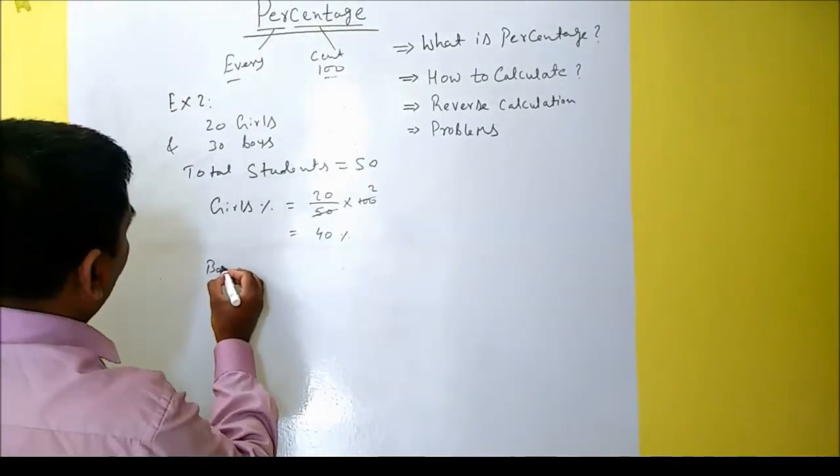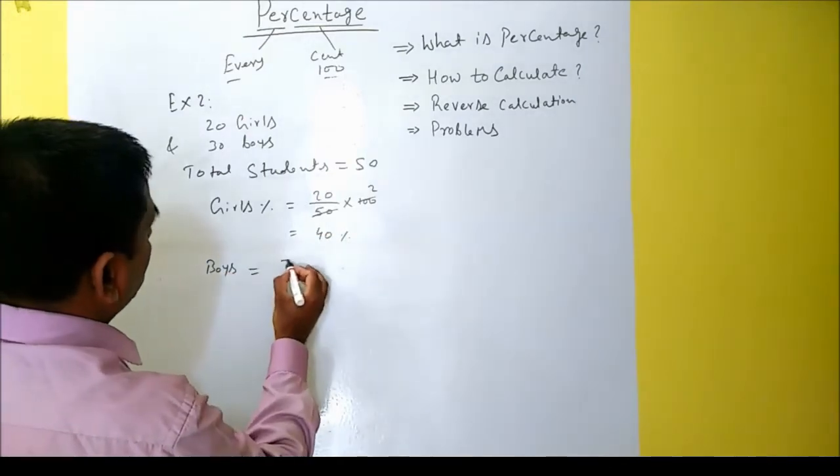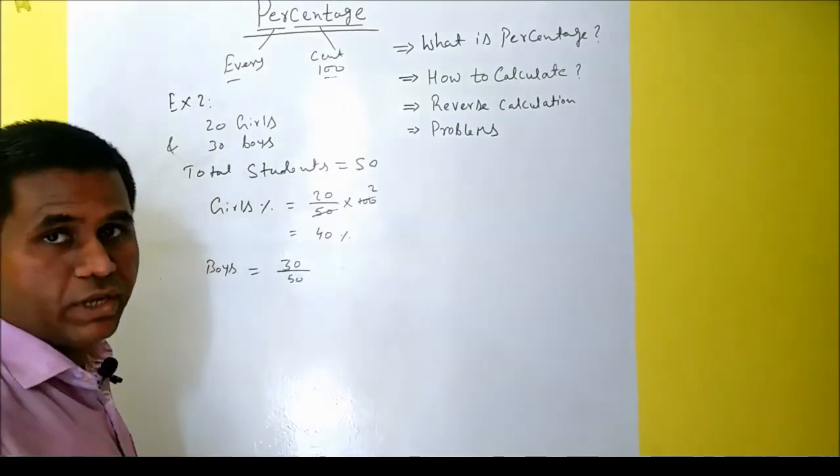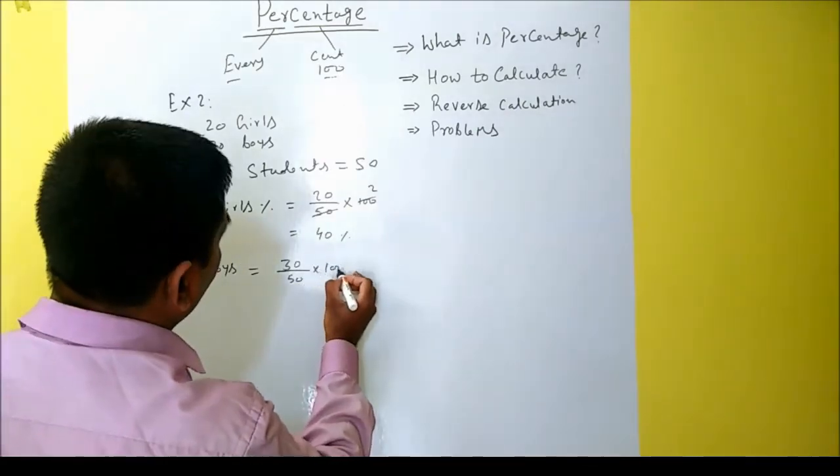And then for boys, similarly, number of boys divided by total number of students multiplied by 100.